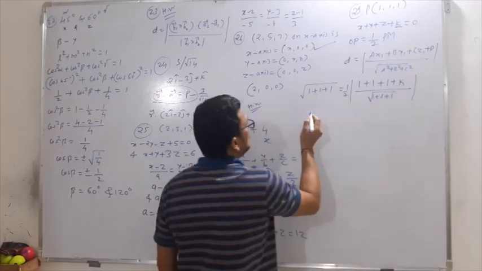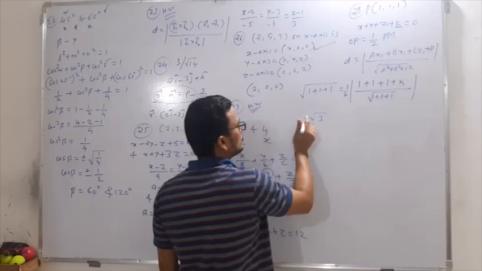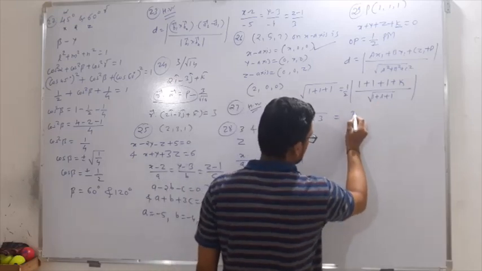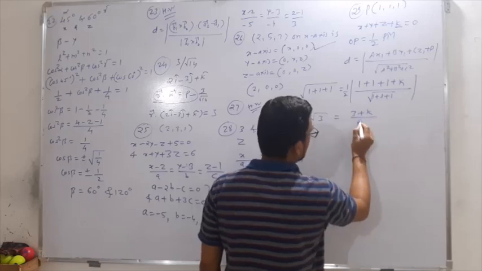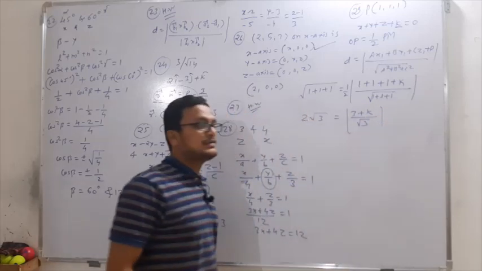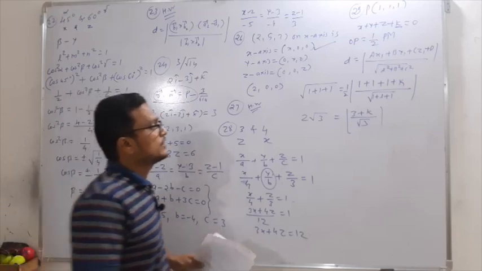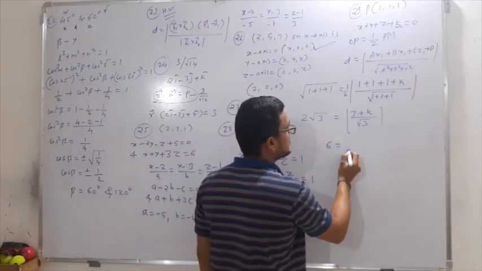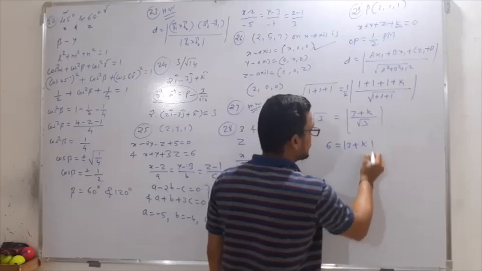Then here this is root 3, or you can transfer the 2, it becomes 2 root 3, which is equal to 3 plus k divided by root 3. So when you transfer this root 3, root 3 into root 3 is 3, 2 3s are 6, which is equal to the magnitude of 3 plus k.